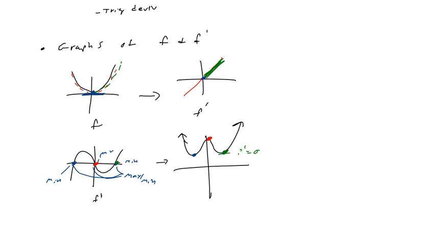So you should be able to translate these graphs. F prime is 0 at that location, right? So that means that F prime is 0 right there.